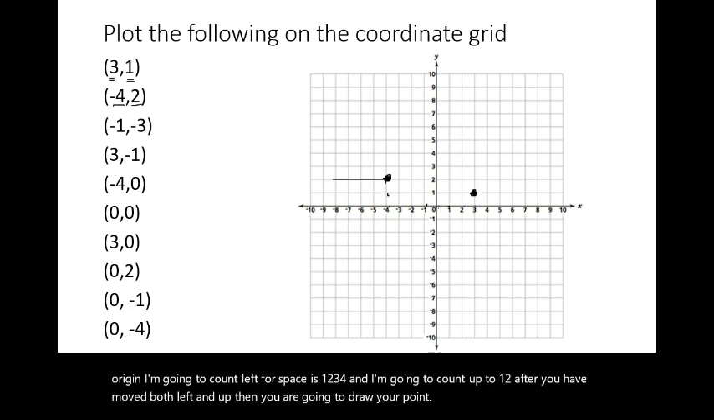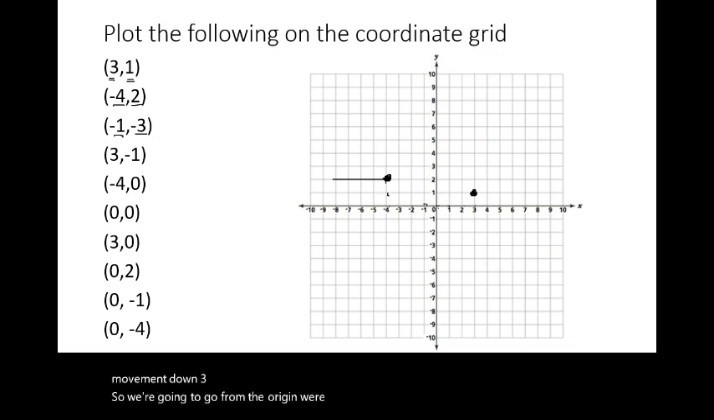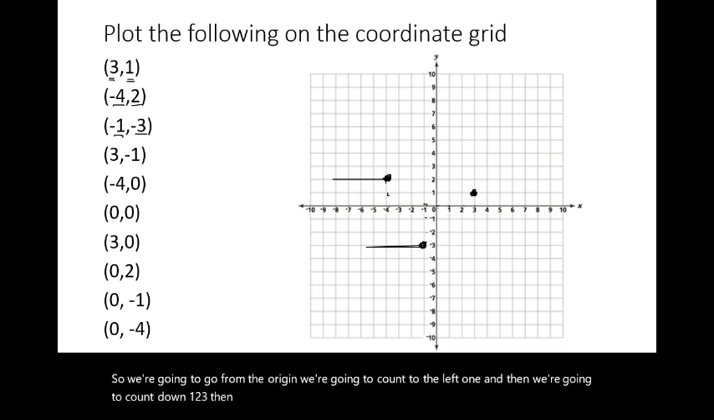Then for negative 1, negative 3, since the x-coordinate is negative 1, this is going to be a movement left 1. Since the y-coordinate is negative 3, this is going to be a movement down 3. So we're going to go from the origin. We're going to count to the left 1, and then we're going to count down 1, 2, 3. Then once we've moved both left and down, we're going to draw our point.